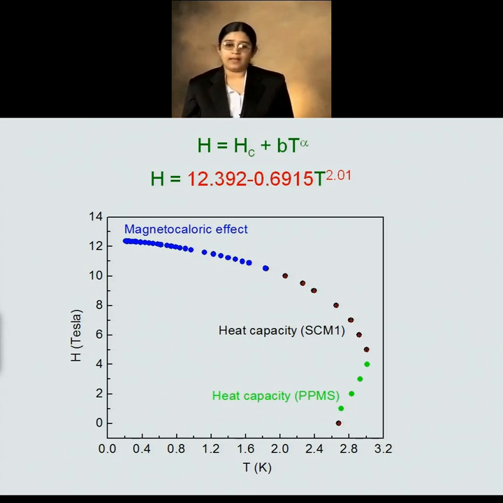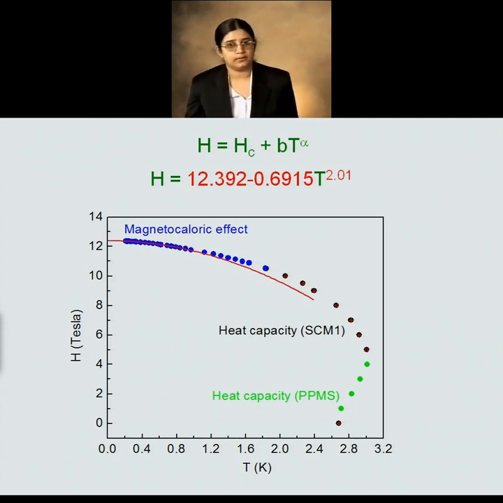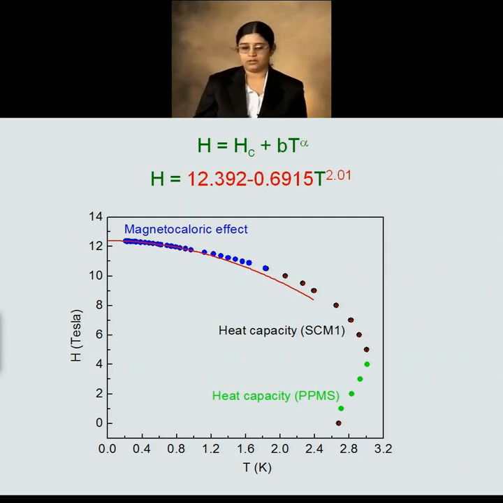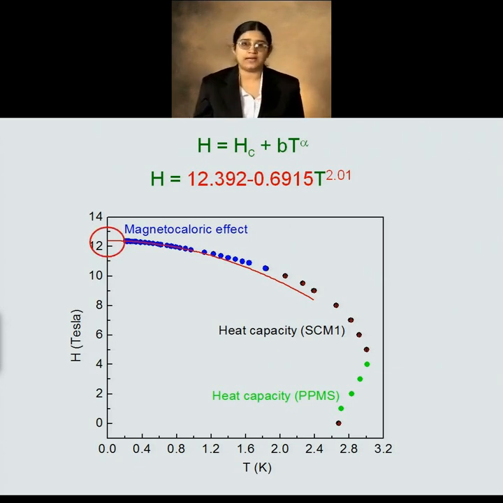Finally, by fitting the power law to the magnetocaloric effect data, we get the fitting parameters, and then our fitting curve comes out to be as shown here. The point at which the red curve meets the y-axis at T equal to 0 and a critical field of 12.392 Tesla is our quantum critical point.